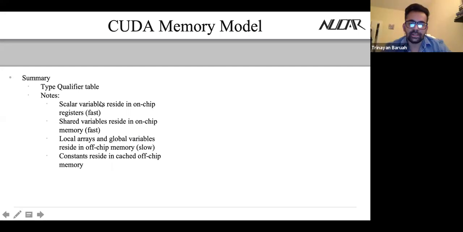Some other notes: scalar variables, like the int tid that you saw in your kernels previously, all reside in on-chip registers. Shared variables reside in on-chip memory, which is the shared memory. Local variables reside in off-chip memory. That is slow, but since they can be cached, sometimes you can get away with faster performance. Constants reside in cached off-chip memory. The constant memory has a separate cache, and it also resides in device memory. So just keep these things in mind.